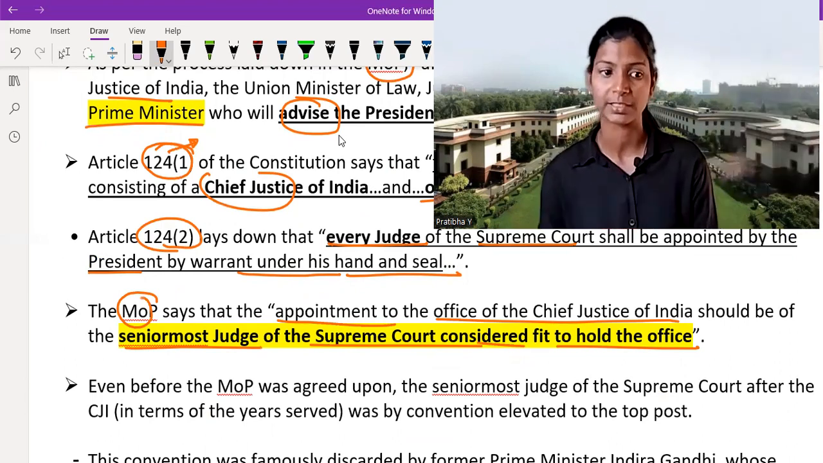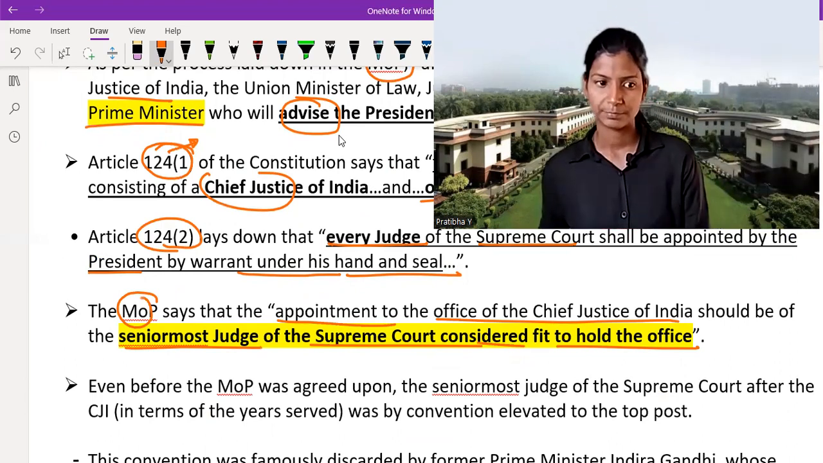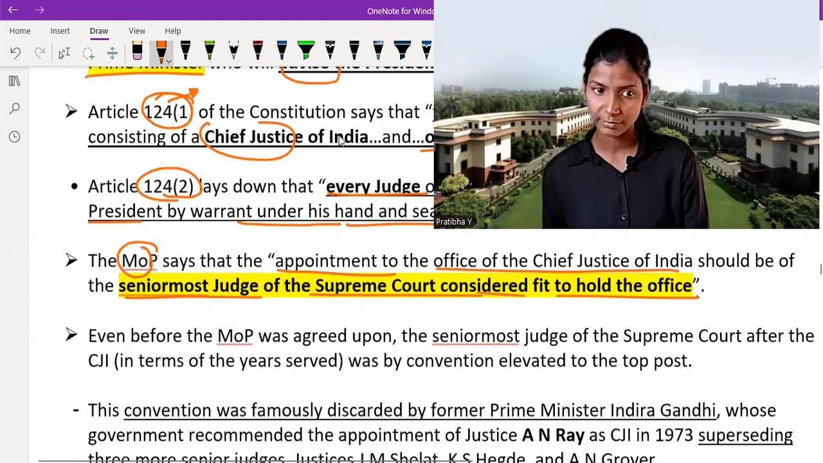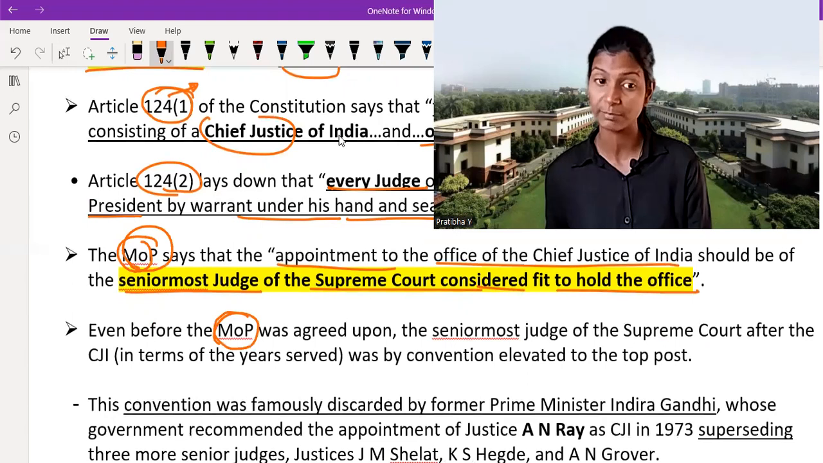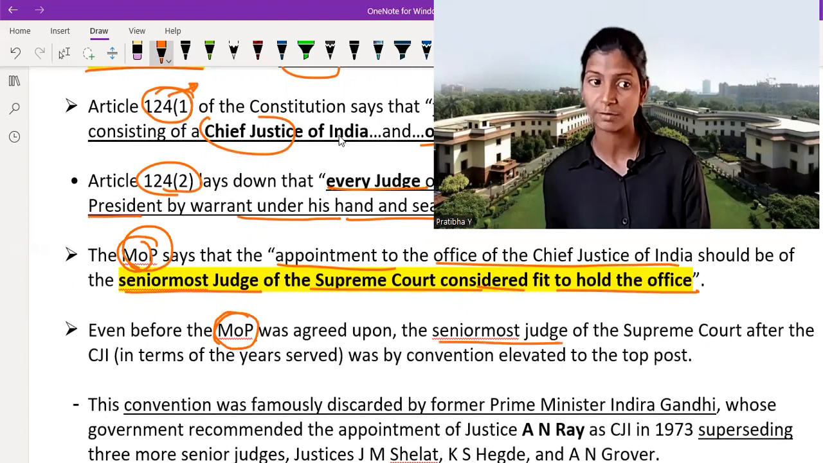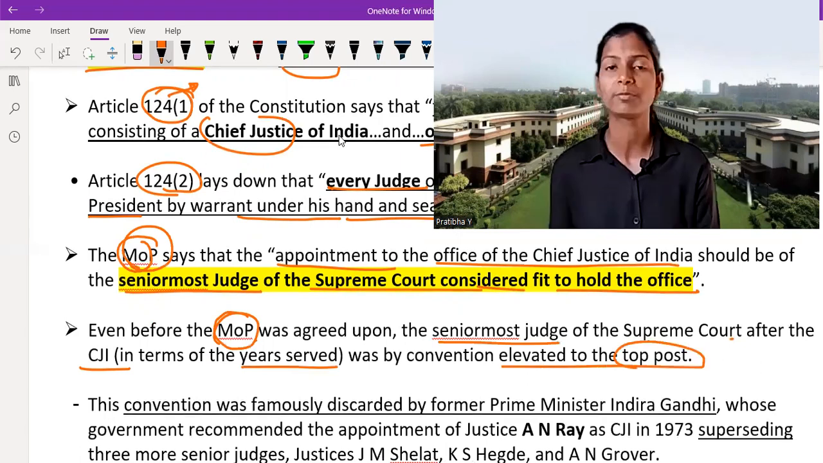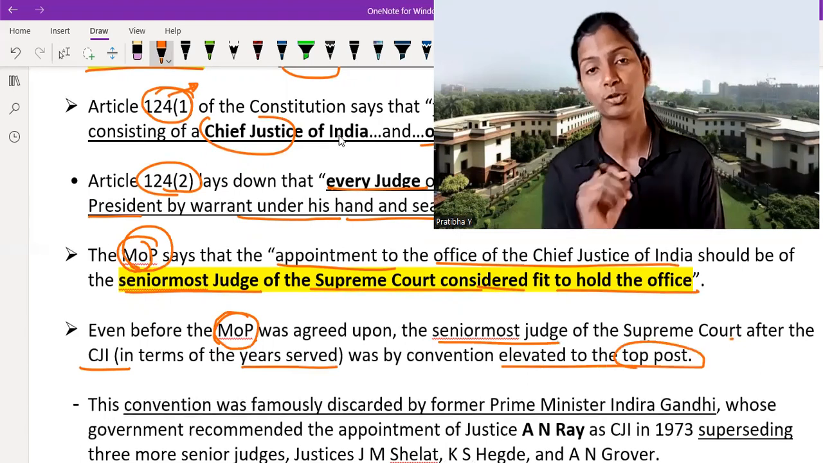But in the past, even before the MOP said that the senior most judge becomes the CJI, it was agreed upon that the senior most judge of the Supreme Court after the CJI, who has served his or her year, was by convention elevated to the top post. Even before MOP, the senior most judge was elevated to the post of CJI.